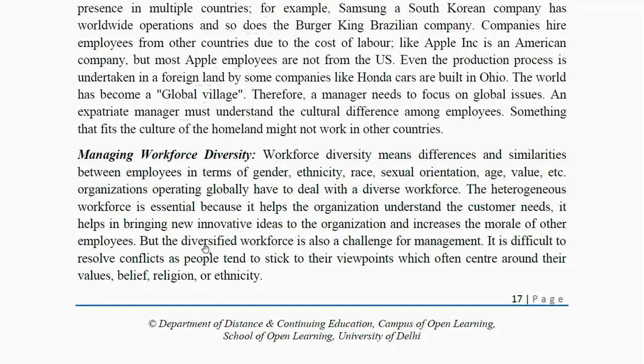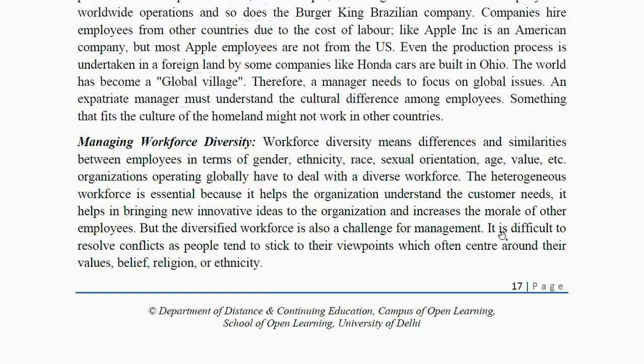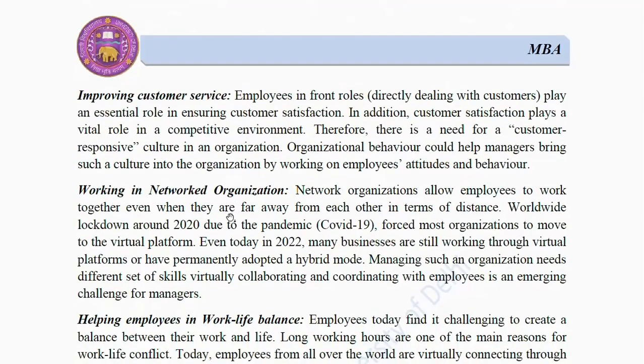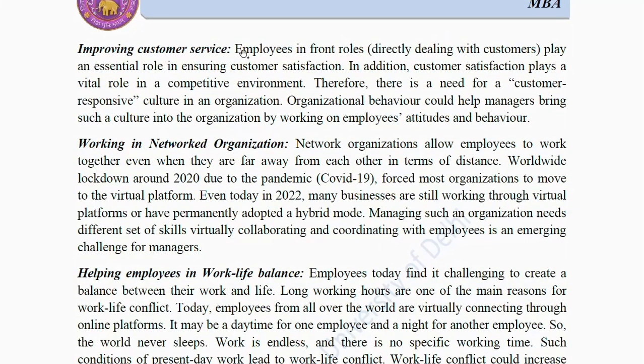But the diversified workforce is also a challenge for management. It is difficult to resolve conflicts as people tend to stick to their viewpoints, which often center around their values, belief, religion, or ethnicity. Number 5, improving customer service. Employees in front roles directly dealing with customers play an essential role in ensuring customer satisfaction. In addition, customer satisfaction plays a vital role in a competitive environment.